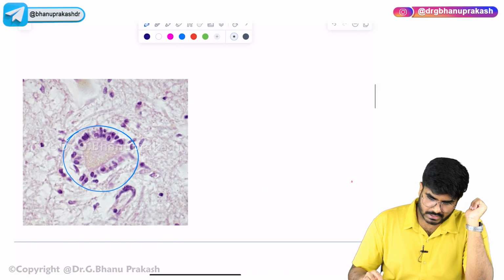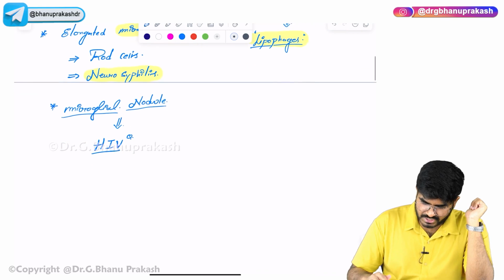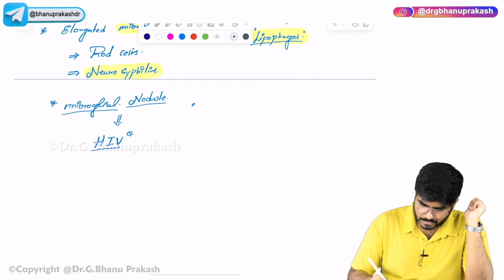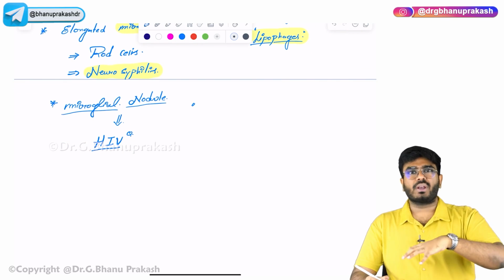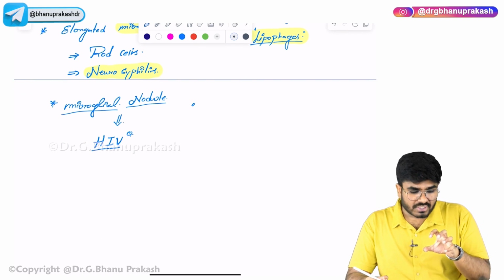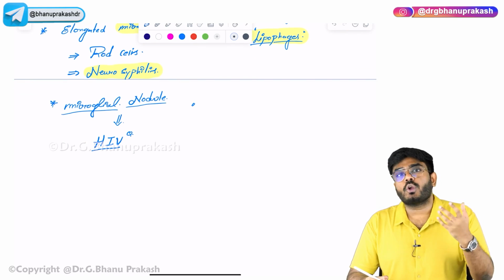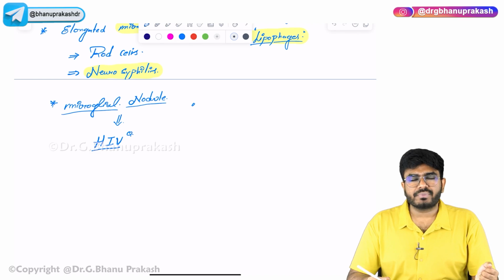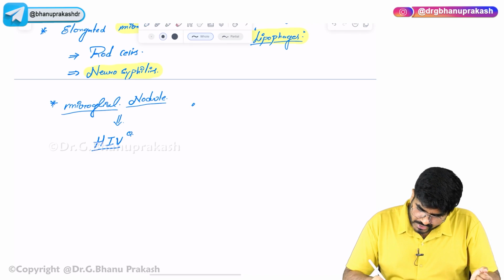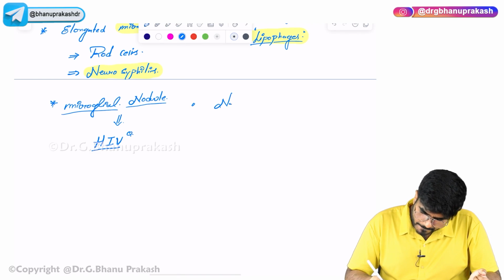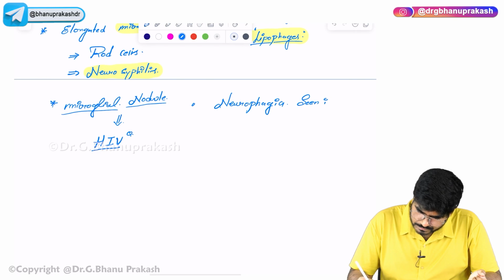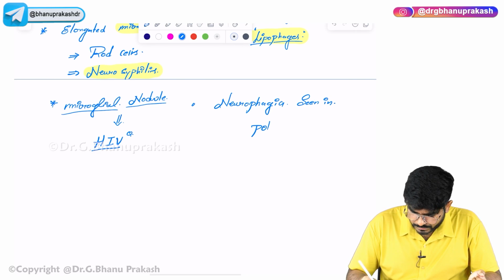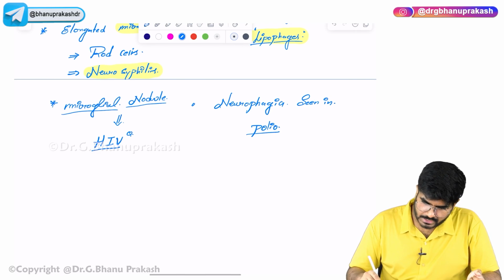Next, what is neurophagia? In which condition will you see neurophagia? Again, I am talking about the same microglia eating the neurons. Now these microglial cells are going and eating up the neurons, which is something bad, seen in a disease. So neurophagia, let me write, neurophagia is seen in polio.